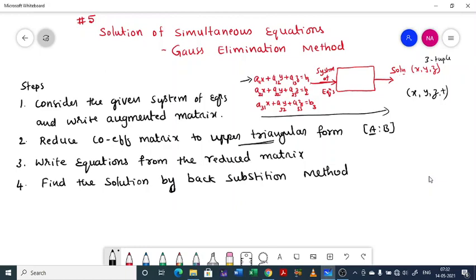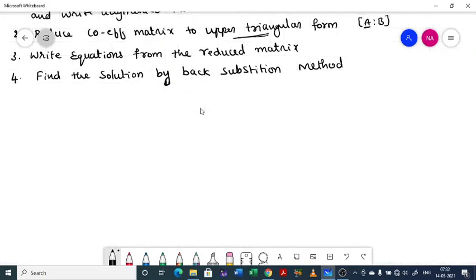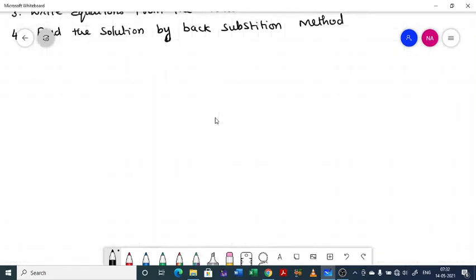Then the third step is, write the equations from the reduced matrix. After reducing the coefficient matrix to upper triangular form, you have to write equations from that. Then find the solution of that system of equations by using the back substitution method. These are the steps you have to follow to find the solution of a given system of equations. Next, let us consider problems on this.